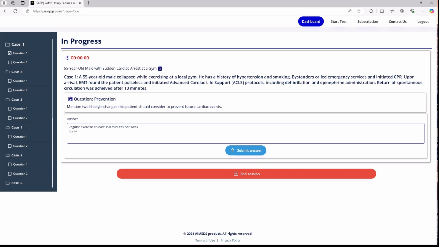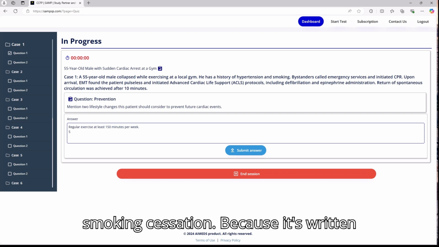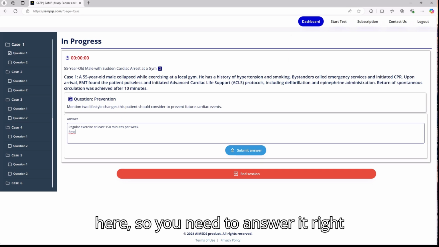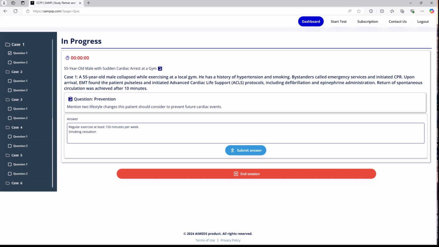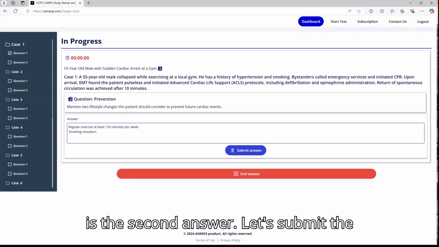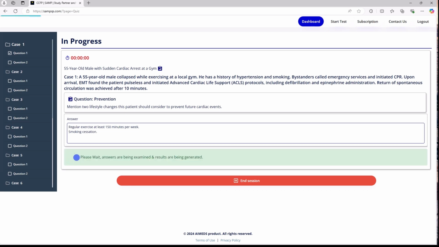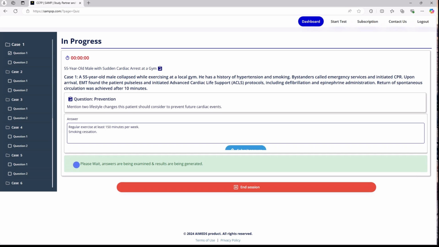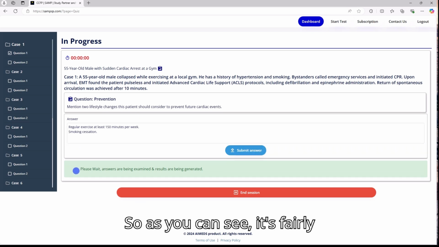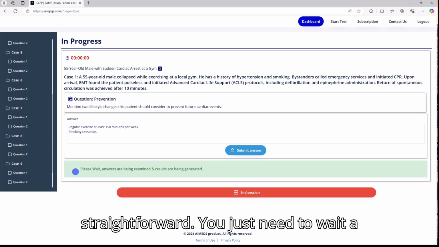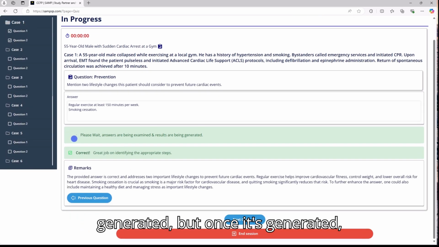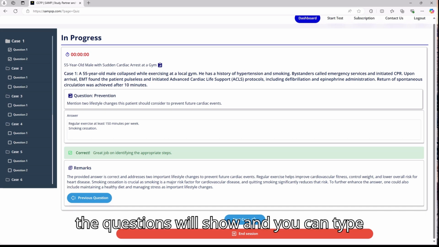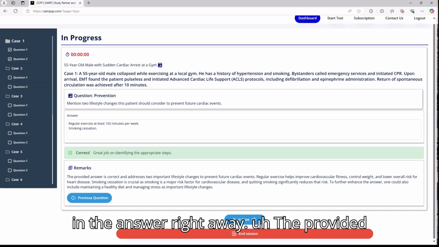stop smoking, smoking cessation, because it's written here, so you need to answer it straight to that. So smoking cessation is the second answer. Let's submit the answer. So as you can see, it's fairly straightforward. You just need to wait a little bit for the questions to be generated, but once they're generated, the questions will show and you can type in the answer right away.